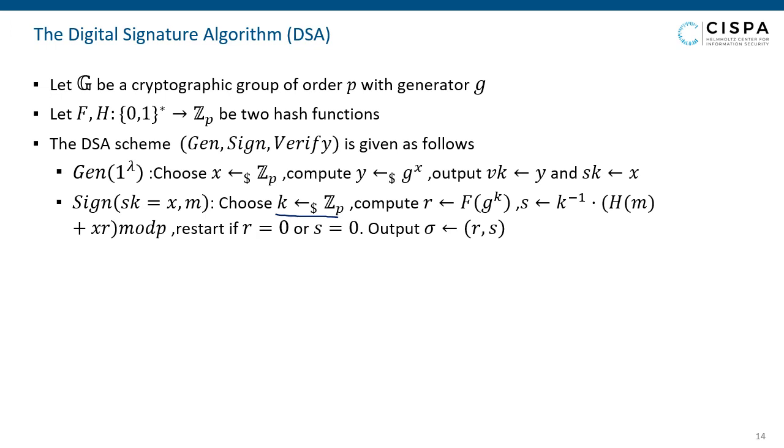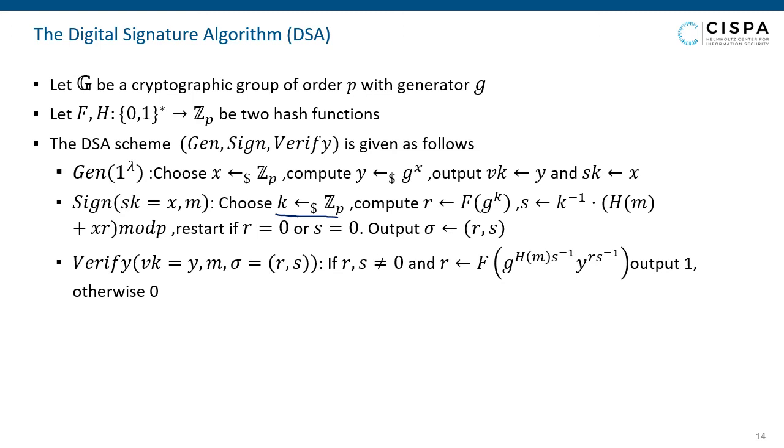If either R equals 0 or S equals 0, we restart this procedure with a fresh and uniformly random K, until both R and S are not equal to 0. But in fact, the probability of this happening is exponentially small. So the algorithm states this check, but it essentially never happens. Finally, we output a signature sigma, which is (R, S).